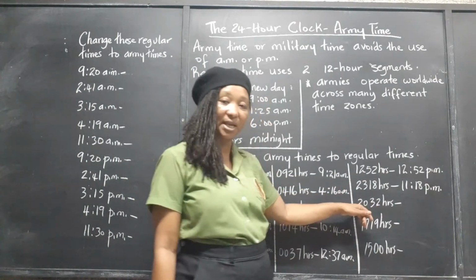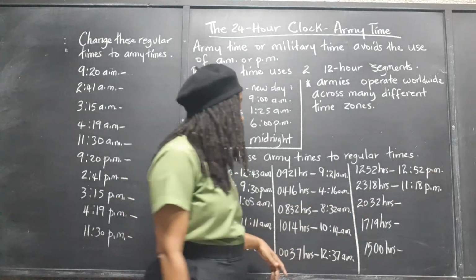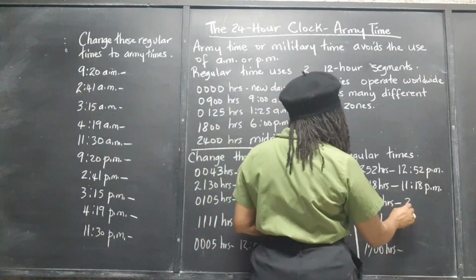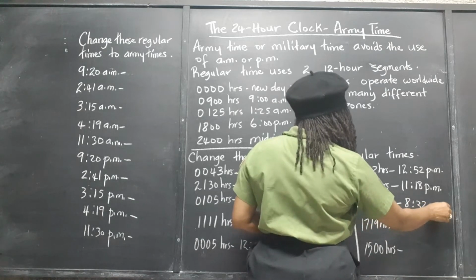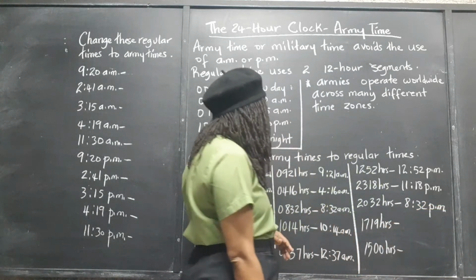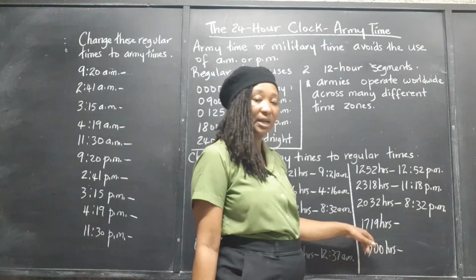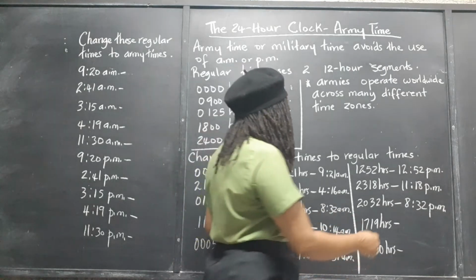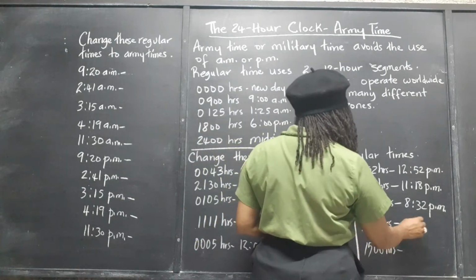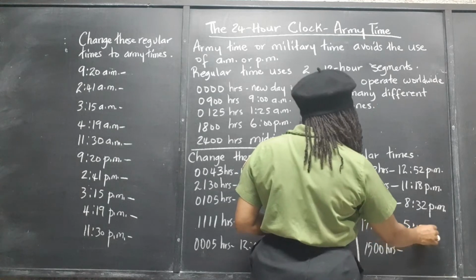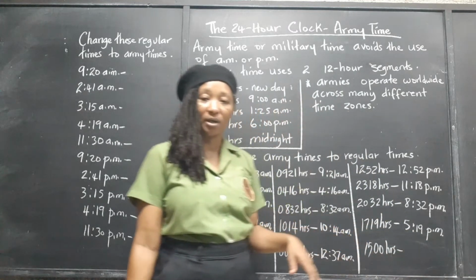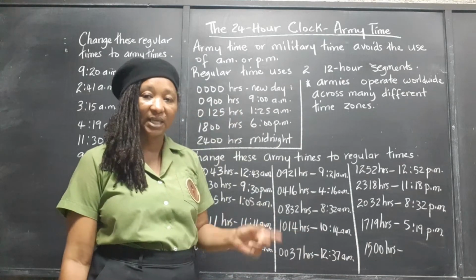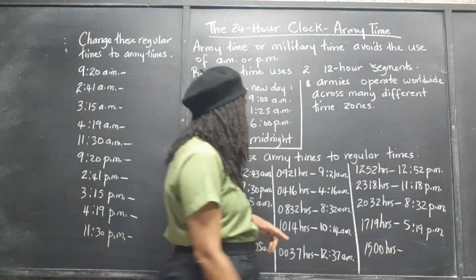20:32. So 20 take away 12, that would leave 8. So that's 8:32 p.m. 17:19. 17 take away 12, that will leave 5. So that's 5:19 p.m. 1500 hours. So 15 take away 12, that's 3. This is 3 p.m.